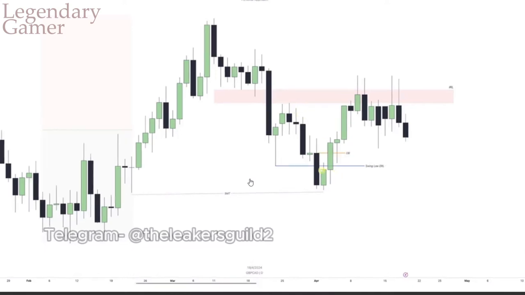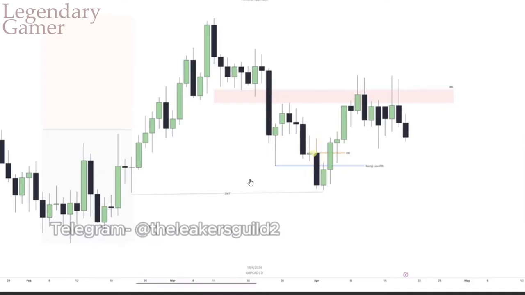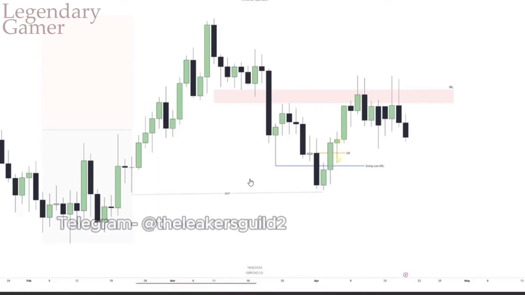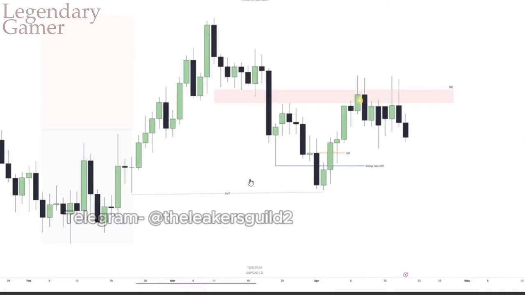Now after this SMT happened and the external range liquidity raid, we have an order block formed, which is a change in the state of delivery. You can see price dips back into it after it closed above it, and then continues up into that internal range liquidity pool, which is the weekly fair value gap.